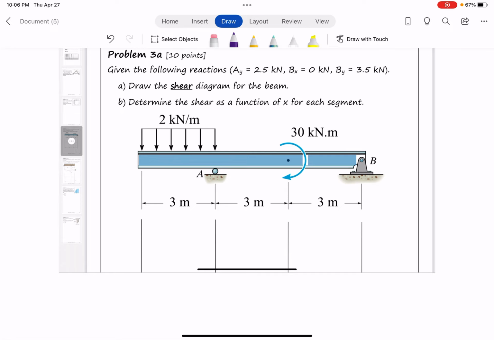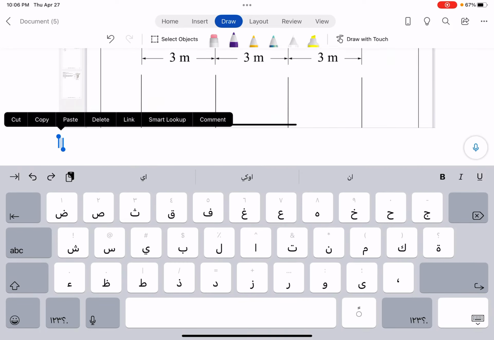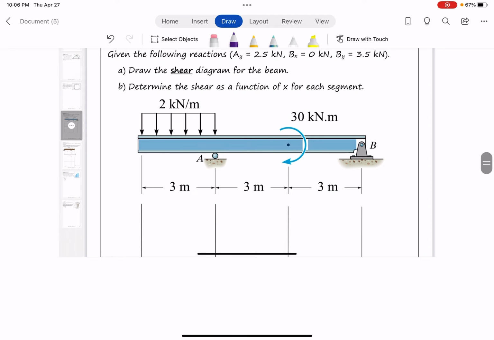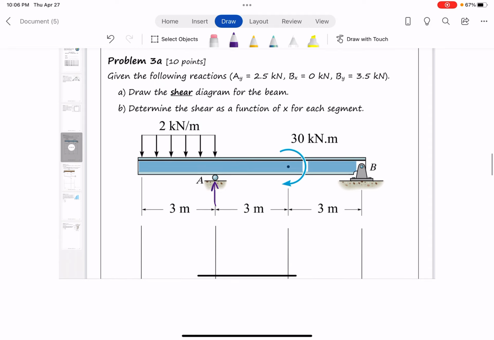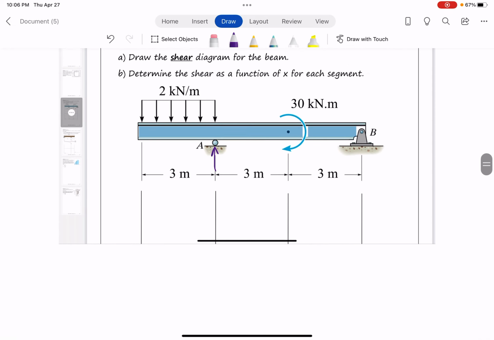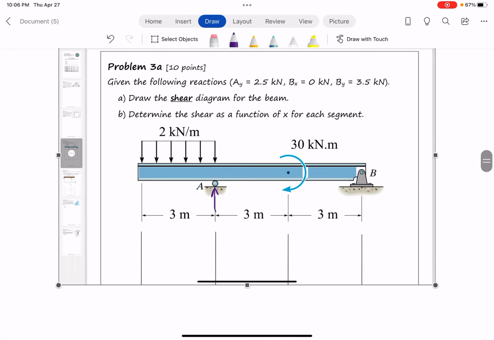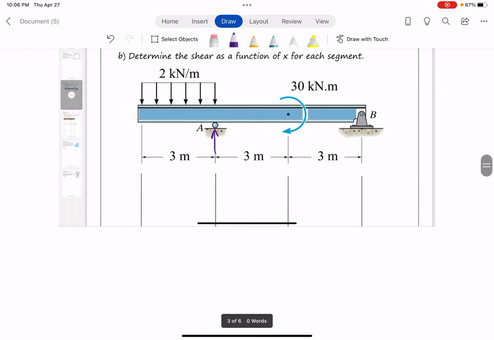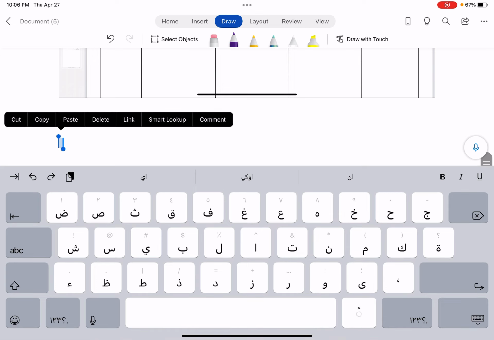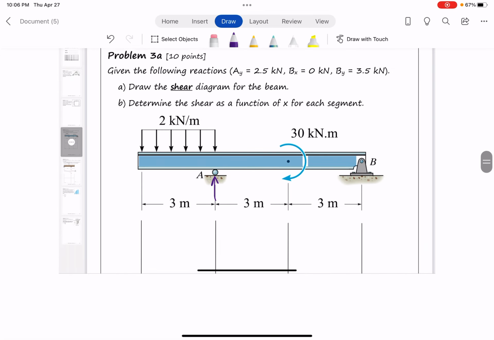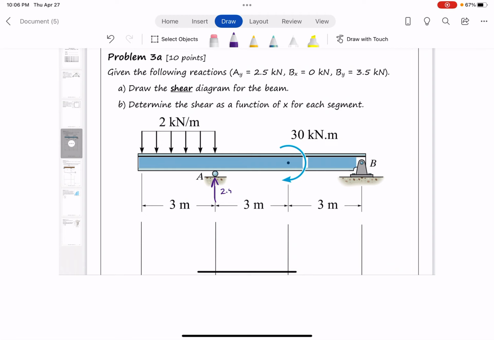Let's look at this shear and moment. This is shear. This is only shear. So here we have a reaction. Ay is 2.5. Bx, there's no forces in the x, there's one force in the y. So he gave you By and he gave you Ax, 2.5, 3.5, and we want to draw the shear diagram.